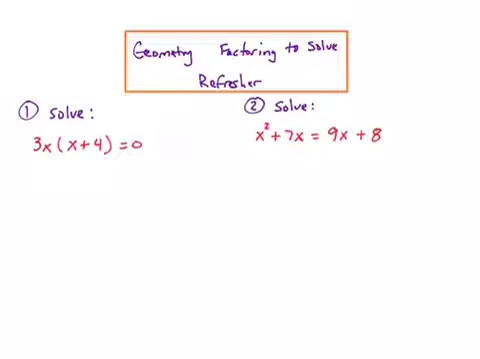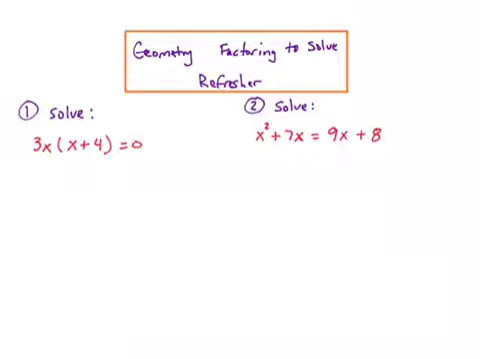So here we're looking at a refresher / bell work before you start working on factoring to solve worksheet 2. The first problem here, we've got 3x times the quantity x plus 4 equals 0. This has already been factored for you. They actually factored as GCF, and they just want you to practice solving this.